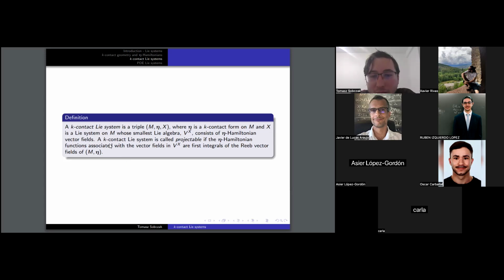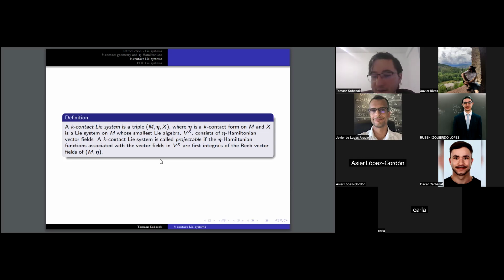Additionally, what is the main difference between my previous talk and now is that we can have something called projectable k-contact Lie systems, meaning that every eta-Hamiltonian k-function associated with the vector fields in our Lie algebra is a first integral of the Reeb vector fields.